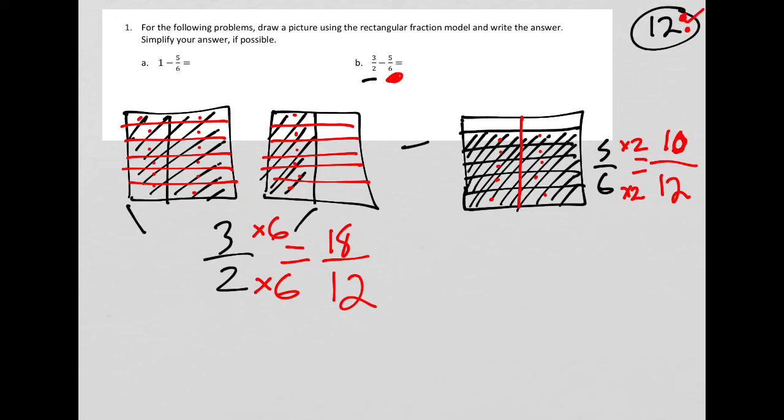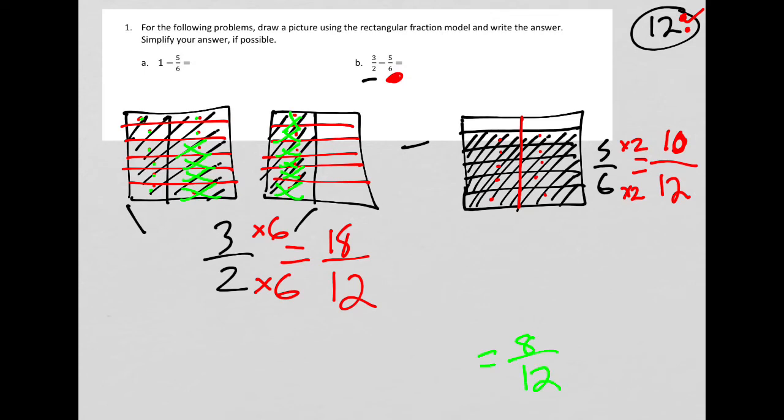And I kind of like using that prediction as a check to make sure my drawings are correct, because sometimes my drawings can get a little messy and I miscount. So my new equation is 18/12 minus 10/12. So I can physically cross off 10 of these boxes. 1, 2, 3, 4, 5, 6, 7, 8, 9, 10. And I'm left with 1, 2, 3, 4, 5, 6, 7, 8.